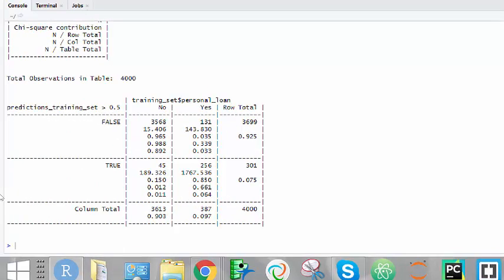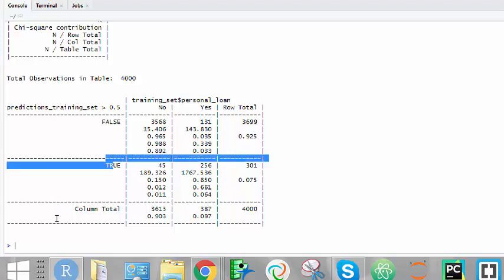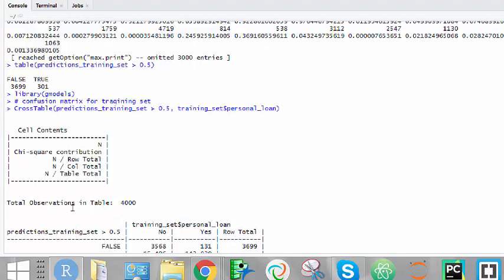Okay, so let's discuss that quickly. Predictions training set greater than 0.5 false. That means what? What do I predict, 0 or 1? 0, right? Because greater than 0.5 false means less than 0.5. Anything less than 0.5 is a 0, right? So this one is predicted 0, non-takers. And predictions training set greater than 0.5 true, that is my yes, right? Okay, so first of all, it says right here that I predicted 301 yeses. Does that agree with the previous one that we just ran? Counts of yeses versus nos.